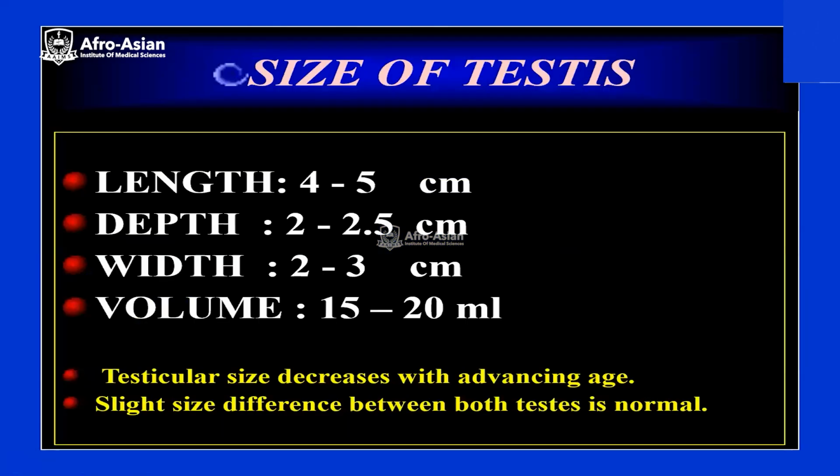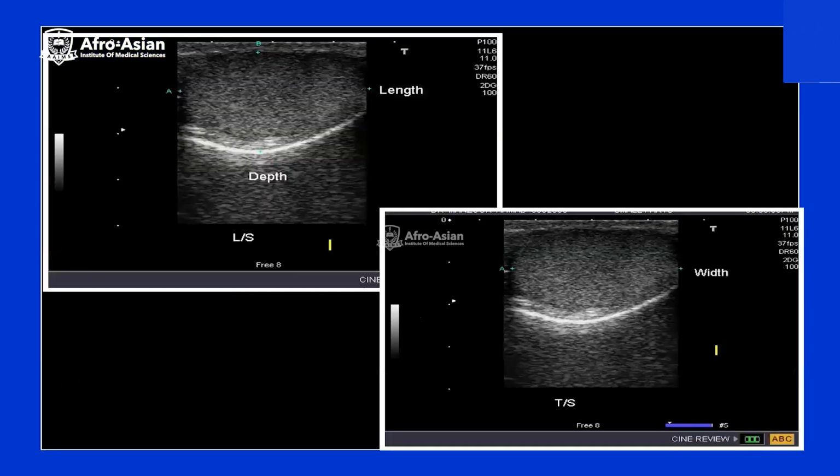The size of testes is approximately, length is 4 to 5 centimeters in average patients. In adults, the depth is 2 to 2.5 centimeters, width is 2 to 3 centimeters, and volume is 15 to 20 ml. Testicular size decreases with advancing age. Slight size difference between both testes is normal. This is the testicle, the length and depth. This is width.